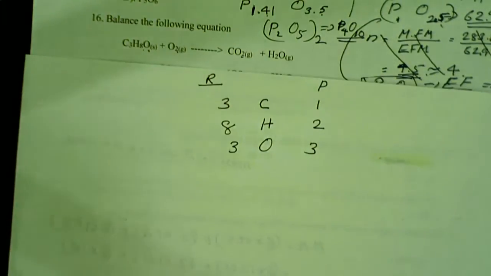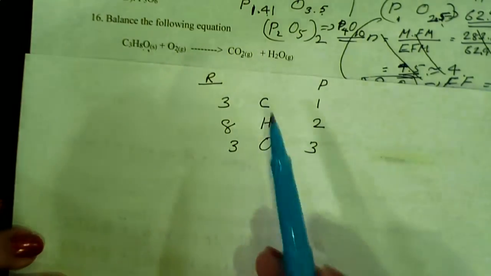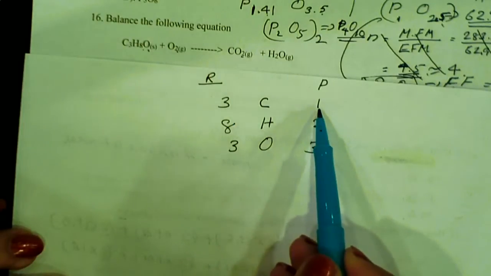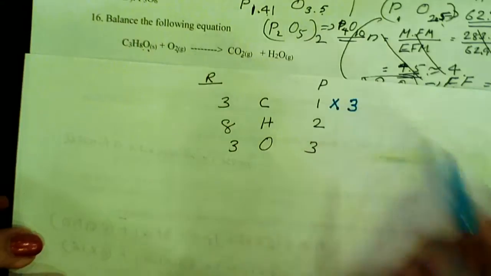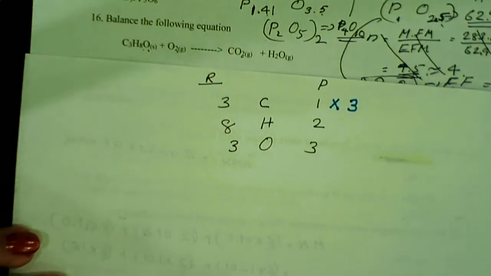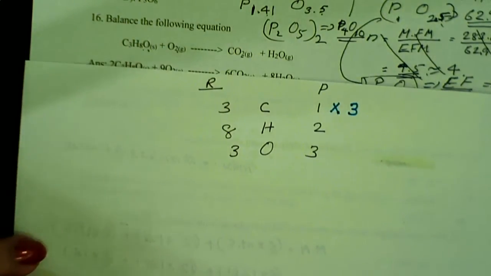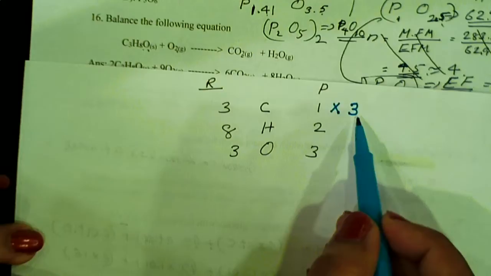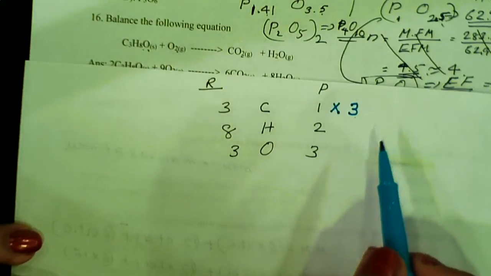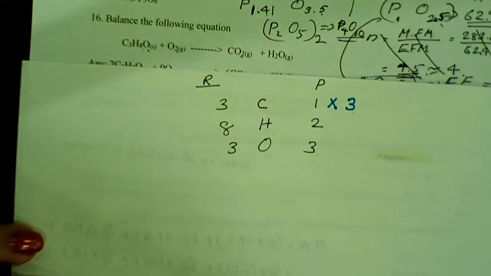In the reactant side you have 3 carbon and the product side you have 1. And in the reactant side you have 8 hydrogen and product side you have 2 hydrogen. And in the reactant side you have 2 plus 1, 3 oxygen, and product side you have 2 plus 1, 3 oxygen. So first balance elements other than hydrogen and oxygen.